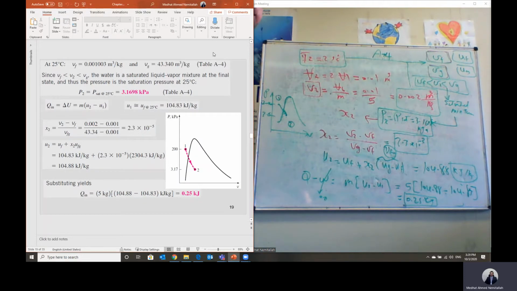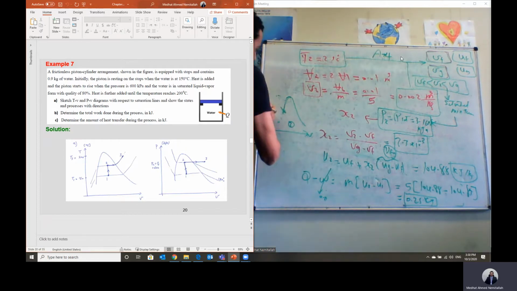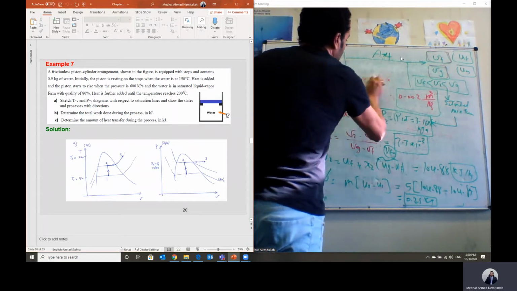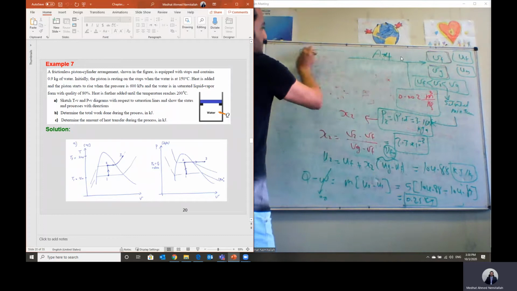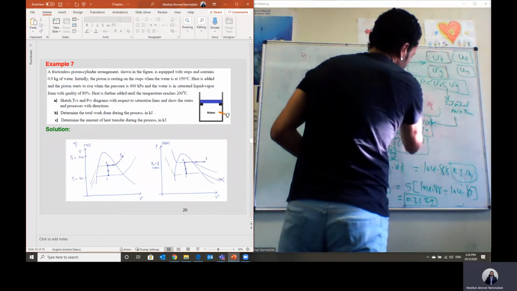This is an example. Here is another example also. Let's go through it. In this example, we have water in a piston cylinder device.